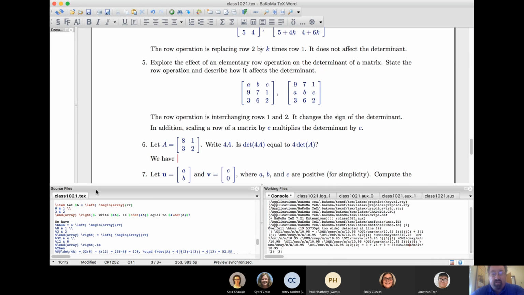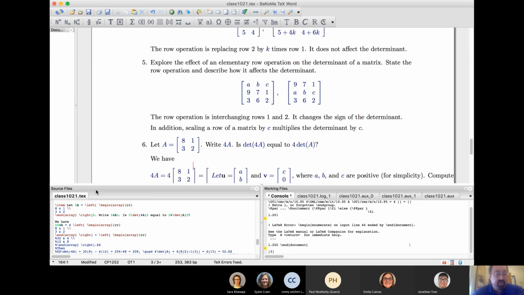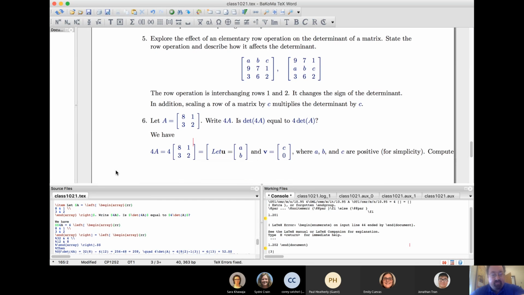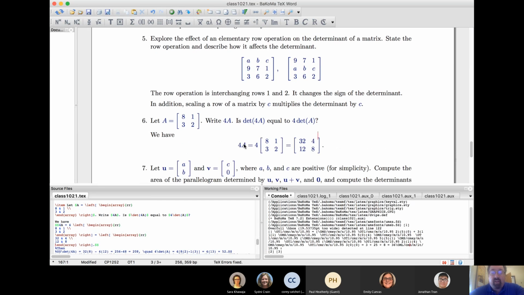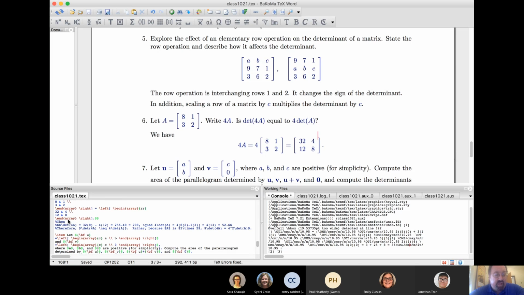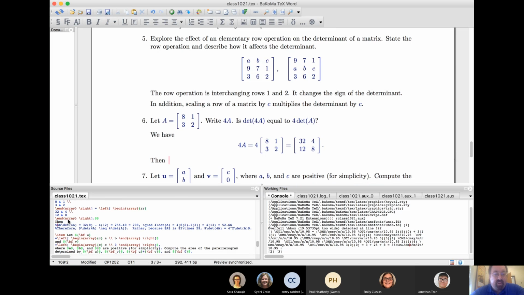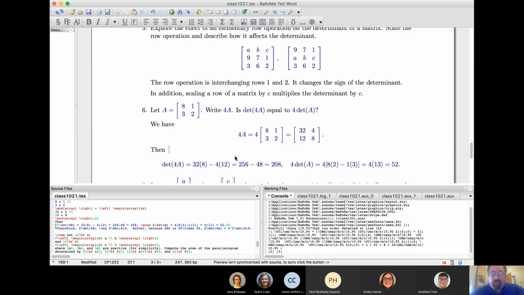So first, we go ahead and work out 4A. So all that's happening here is I'm just multiplying 4 by this. So I multiply every single entry of a matrix by 4. So then we can just go ahead and take the determinant using the formula for the determinant of a 2 by 2. So 32 times 8 minus 4 times 12. So we just work all that out, and this is what we get. We get 208.